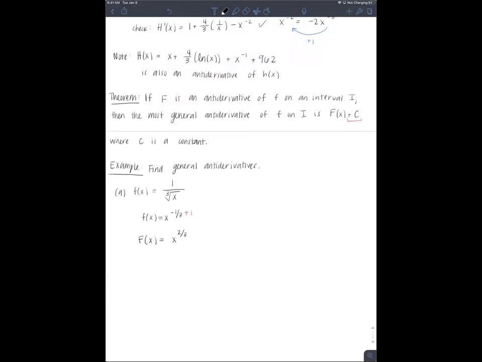Oh, my answer key is wrong here. So let's check this. If I check this, do I get x to the power of negative 1/3 if I take the derivative of capital F like that? So here, if I leave it like this, then capital F prime, technically I would get 2/3 x to the negative 1/3 power, right? Which is not equal to what I have up there. So what am I missing from capital F? What do I need to multiply it by?